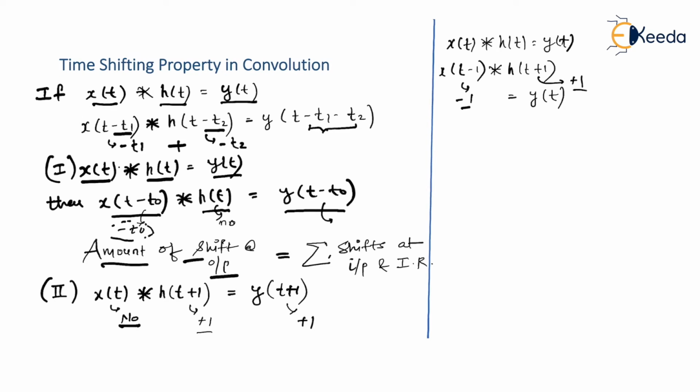Or else I can write like this. If x of t plus 3 convolves with h of t minus 4, I'm sure now you can recognize how much shift occurs at output. Here the shift is plus 3, here the shift is minus 4, and the summation becomes minus 1. So it is y of t minus 1. It is that simple, right?